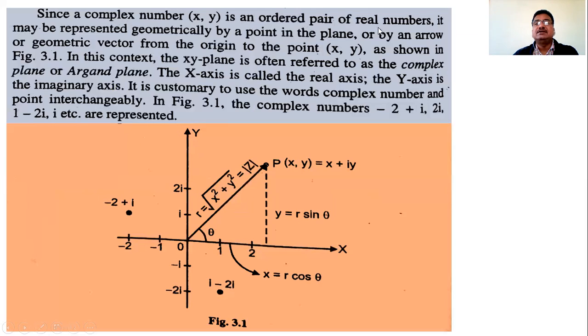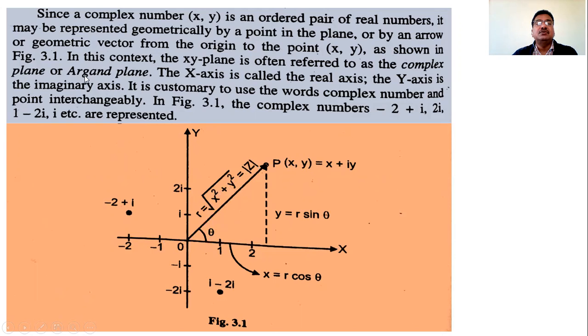A complex number x, y is an ordered pair of real numbers. It may be represented geometrically by a point in the plane. So this is the point, ordered pair x, y or x plus yi, the complex number. Then we can represent it by this point. And if we join this point P with the origin, then this is its modulus. So what is the geometrical meaning of modulus? The distance of the point P, that is x, y, from the origin is the modulus, and the angle made by the line with the positive x-axis is called its argument. So these are the geometrical meanings.